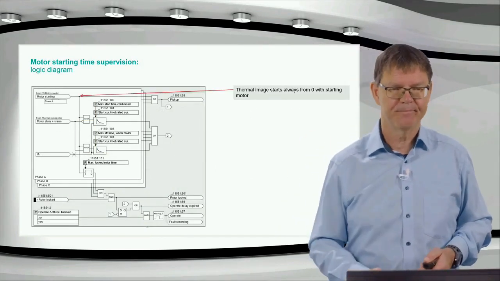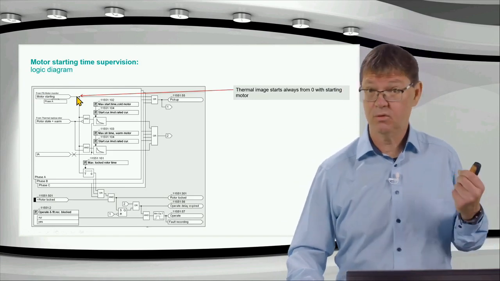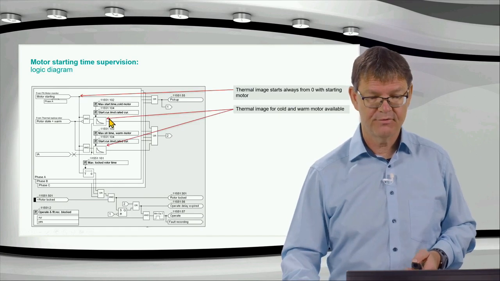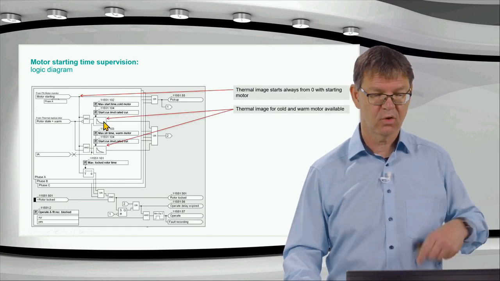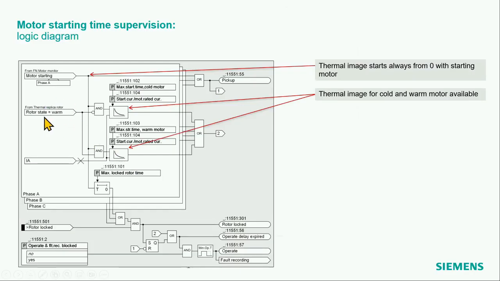Quickly, the logic diagram here. We always start at zero with the temperature calculation when the motor is starting. Then I have the two thermal images for the warm and the cold motor, depending on the status. Is the rotor state warm or cold? Then the one or the other is applied. And if the maximum temperature has been reached, then I go in here, and at the end I will have the operate signal.